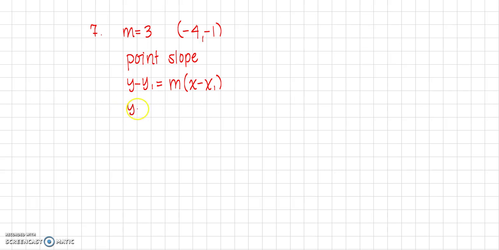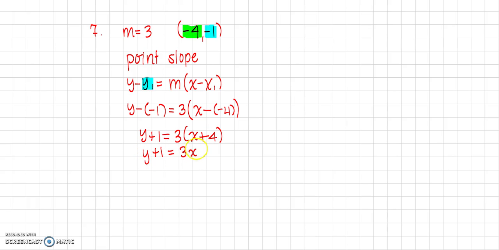So I'm going to change this y1 to -1, so it's y minus that y1. I'm going to change m to 3, and I'm going to change x1 to -4. Now you have to remember that this minus is in the formula, and this minus is in the formula, no matter what y1 and x1 are. So this changes to y plus 1 equals 3 times x plus 4. Distribute, and you get y plus 1 equals 3x plus 12.